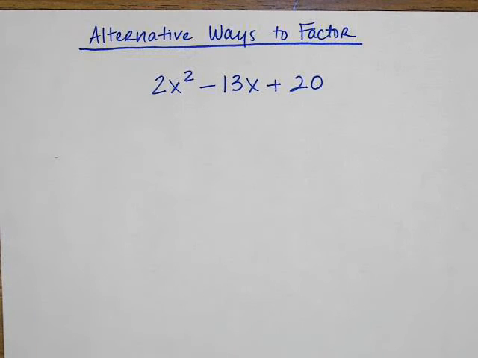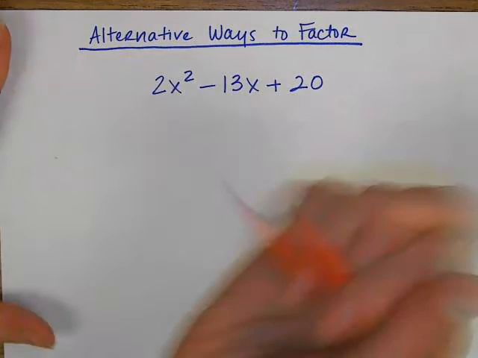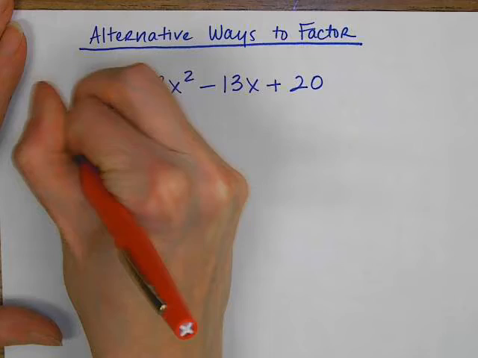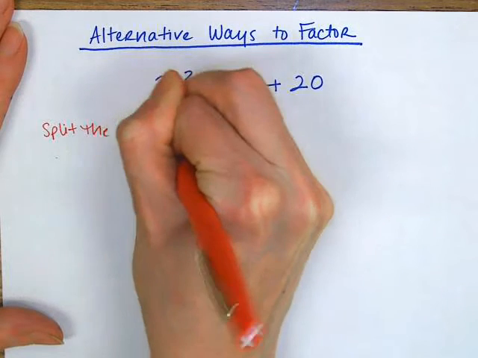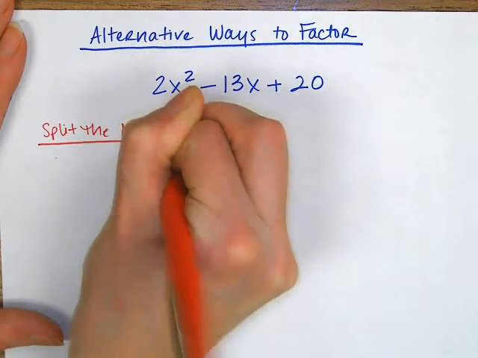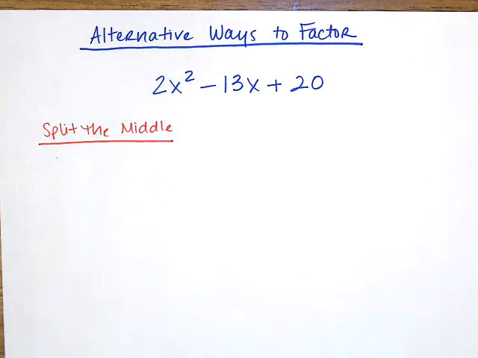Hey guys, so we learned how to factor using the box method, but there are some other methods that I wanted to show you in case you didn't really like the box method and you wanted to try something else. So this first one is actually very similar. A lot of teachers call it split the middle. It's the same thing as the box method, but it's just set up a little differently. So here's how it works.